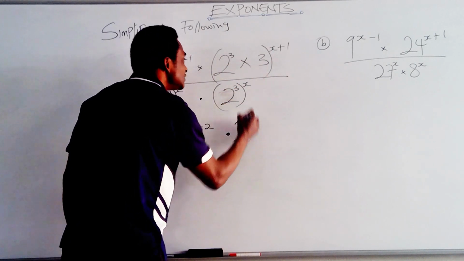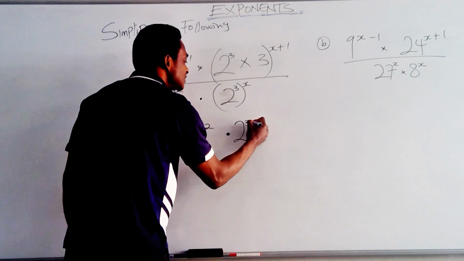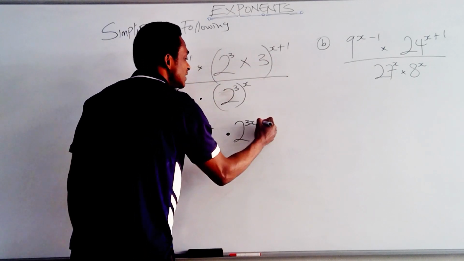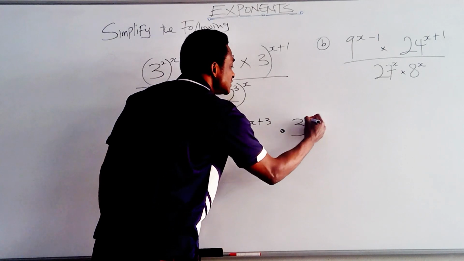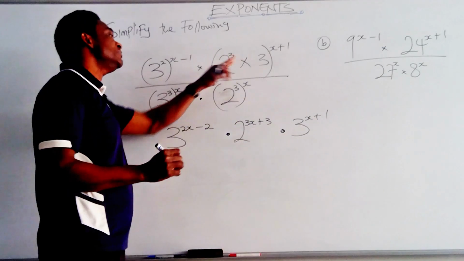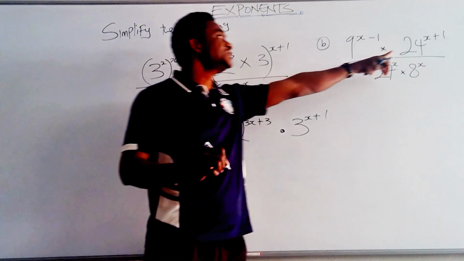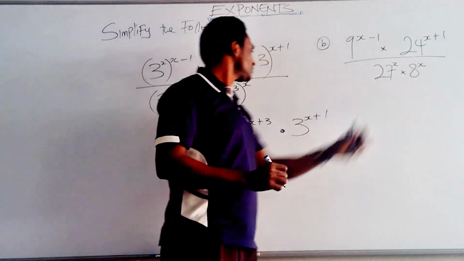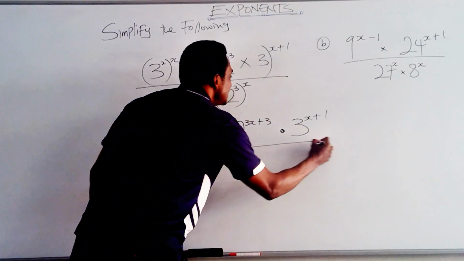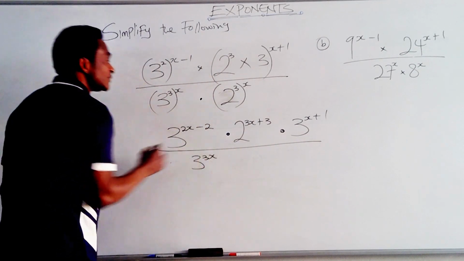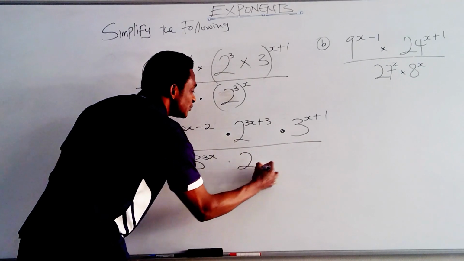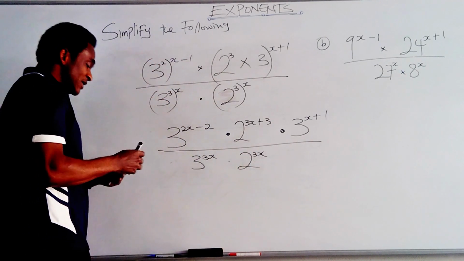The exponent here belongs to both this and this. So I have 2 exponents: 3 times x is 3x, 3 times 1 is 3, times 3^(x+1), because it belongs to all of them, which came out from the 24. Now, divided by, this is 3^(3x) times 2^(3x). Now let's go forward.